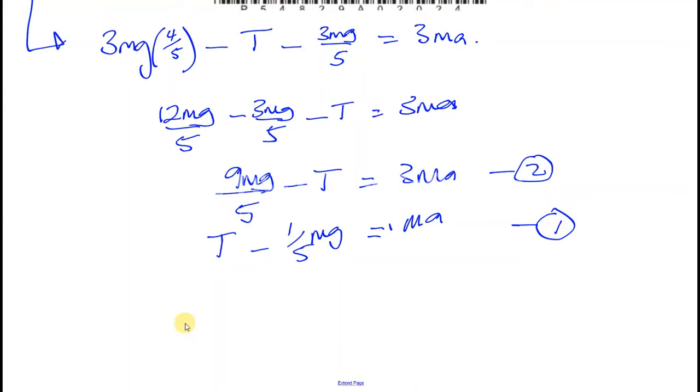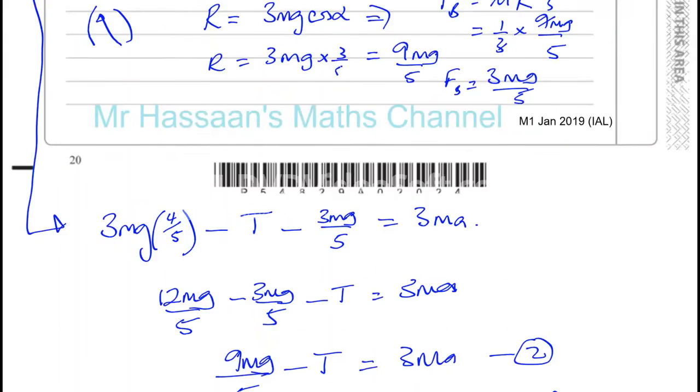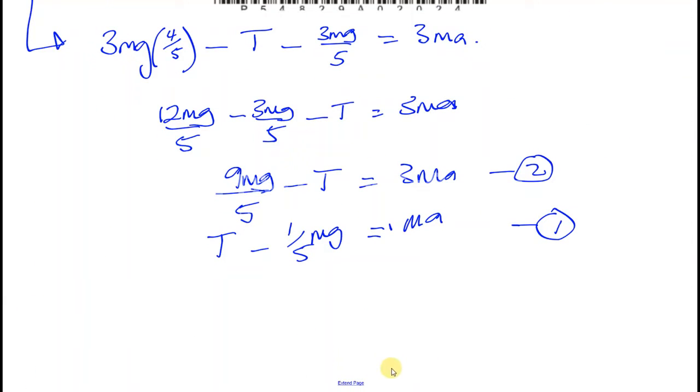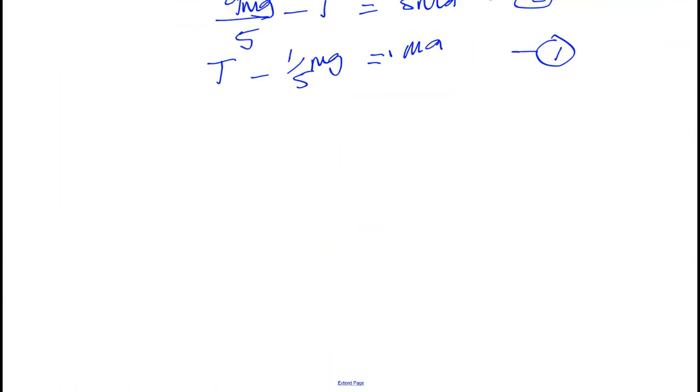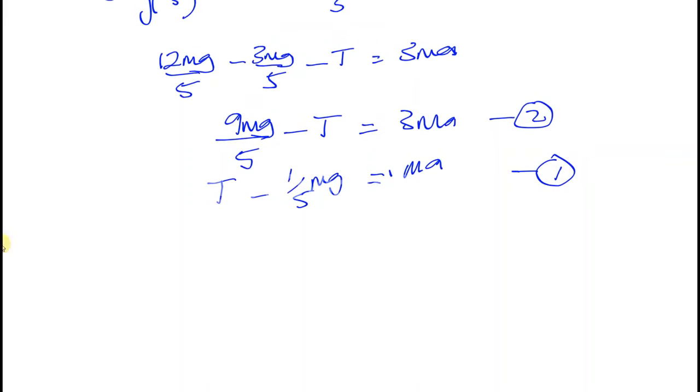So if I'm asked to find what here? The tension in the string. Well, it's easy for me actually to first find the acceleration, I guess. Okay, we could find the tension in the string if we multiply both of these by this. I'll take this one and multiply by 3. In that case I'll get 3T minus 3mg over 5 equals 3ma.